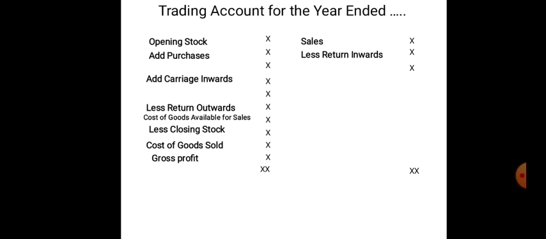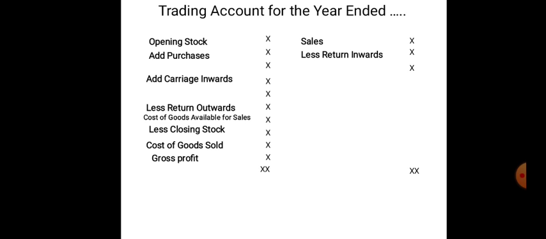Opening stock. Now, your opening stock, I will explain some of these items subsequently in this lesson. So, you add your purchases to your opening stock. Your purchases are the goods that you have gone to buy. You went to market to buy goods, you brought it to your business. That is your purchases. So you add your purchases to your opening stock.